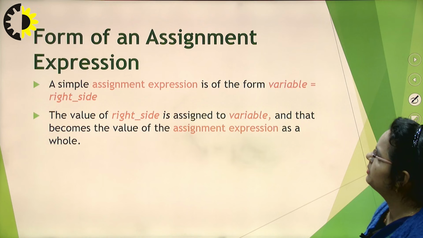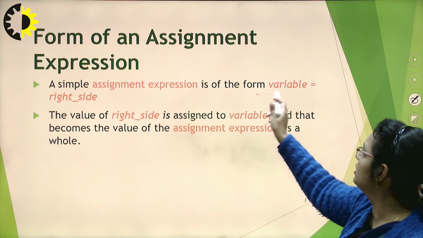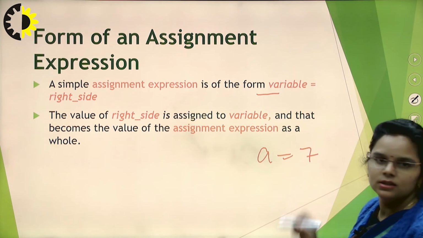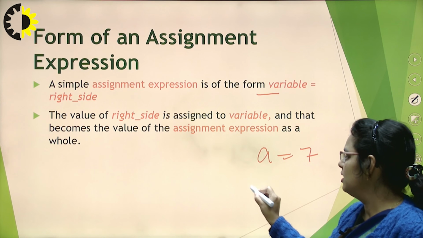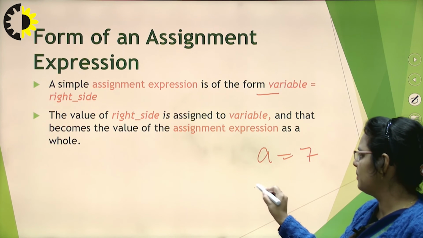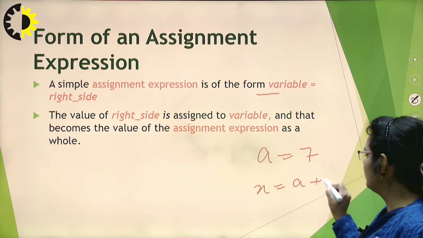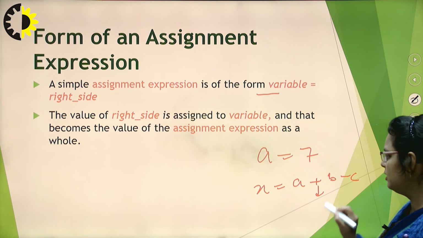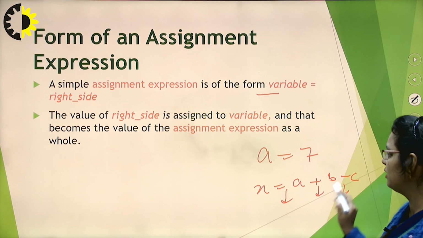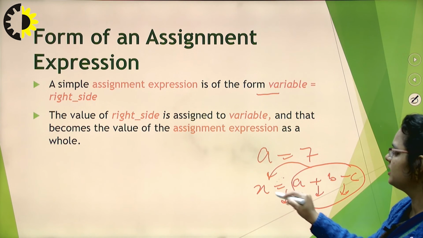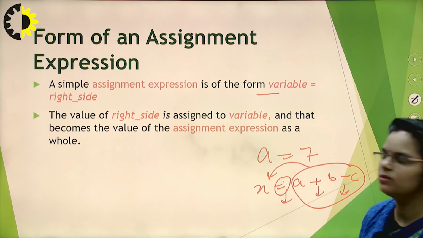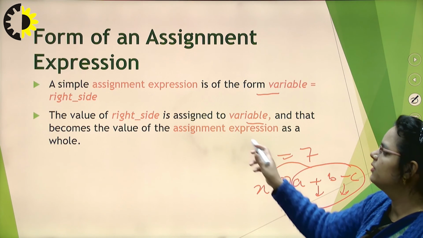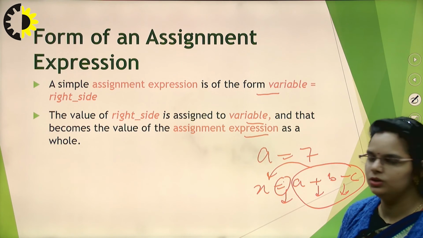There are different forms of assignment expressions. A simple assignment expression is of the form variable equals to right side. Yes, we have a equals to 7. Suppose we have an expression, let us take an example: x equals a plus b minus c. In this expression, first this would be evaluated, then this would be evaluated, and in the last, this entire value would be assigned. So we can say the assignment operator has a pretty low precedence, and the value of the right side is assigned to the variable, and then it becomes the value of the assignment expression as a whole. This is how it would be evaluated.